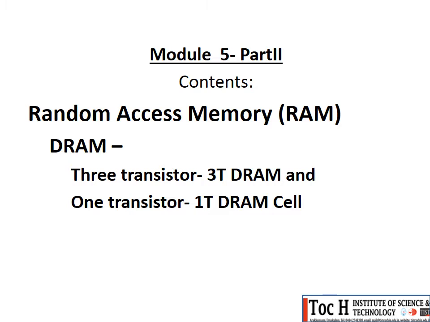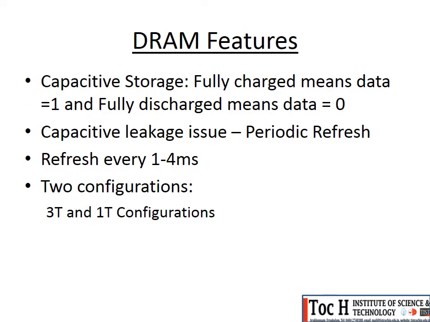Moving on, first we can learn about the features of dynamic RAM. What is RAM actually? RAM is random access memory, so we can read or write anything onto these memory structures. So DRAM is making use of capacitive storage. A fully charged capacitor means it is storing a value 1, and a fully discharged capacitor means it is storing a value 0. As capacitive storage is used, capacitive leakage issues will be there.